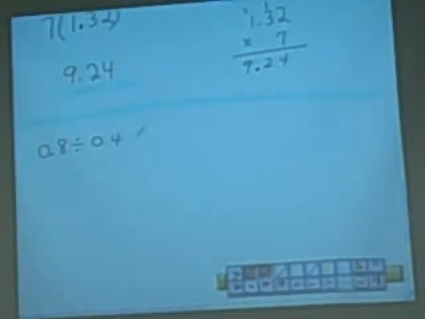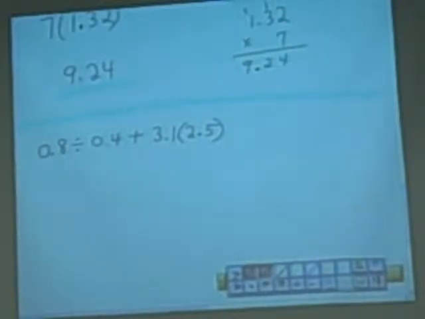0.4 plus 3.1 and then parentheses 2.5. Okay. Well, let's see.